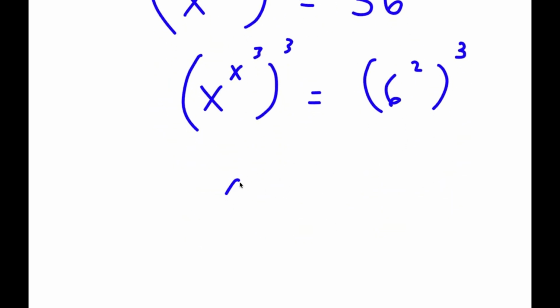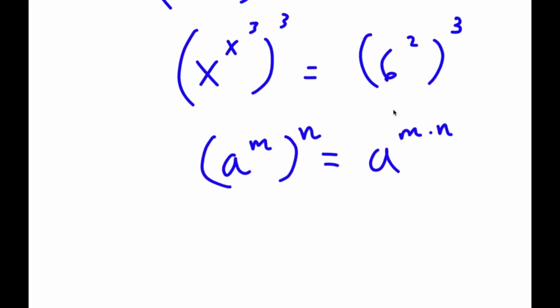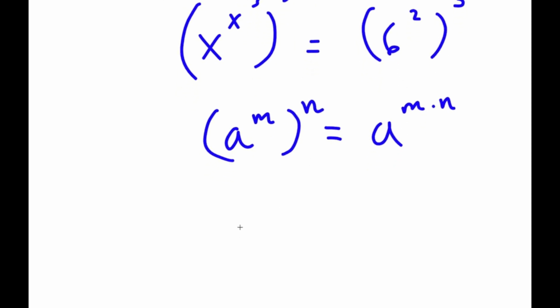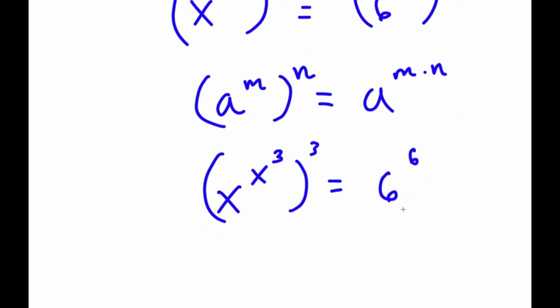Now if I have something in the form a to the power of m to the power of n, this is equal to a to the power of m times n. So 6 to the power of 2 to the power of 3 is going to equal 6 to the power of 2 times 3, and 2 times 3 is 6. So now x to the power of x to the power of 3 to the power of 3 is equal to 6 to the power of 6.